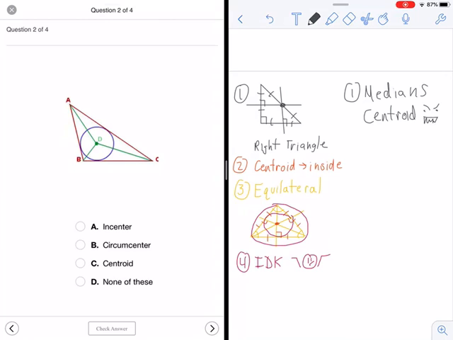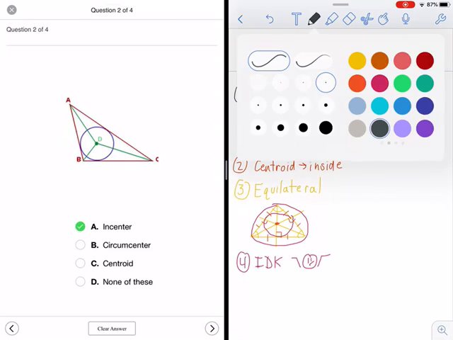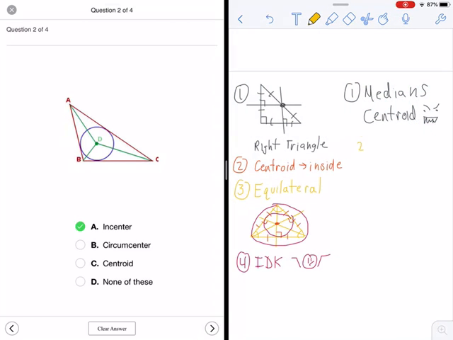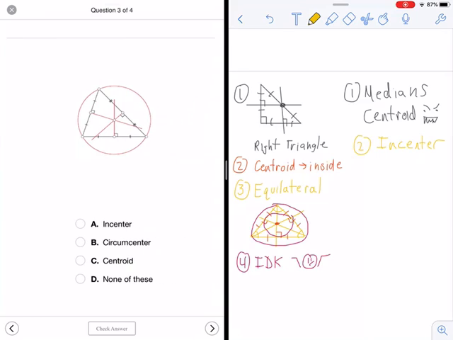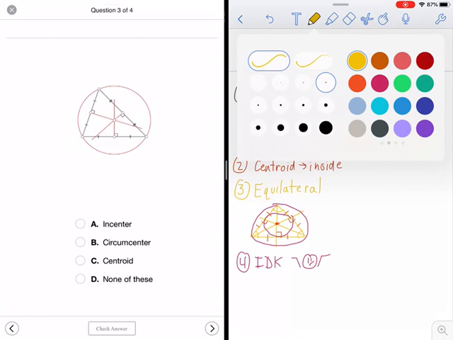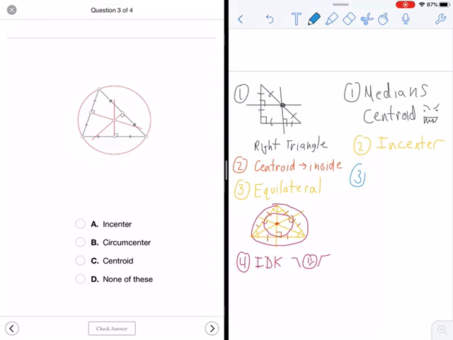This one right here is the incenter. Number 2 is the incenter. Why? The point is on the inside, and we have a circle that touches all the sides. You can't really tell, but A, B, and C, those green segments coming off those are angle bisectors. Number 3, those are perpendicular bisectors. The circle's touching all the angles, so that's going to make it the circumcenter.